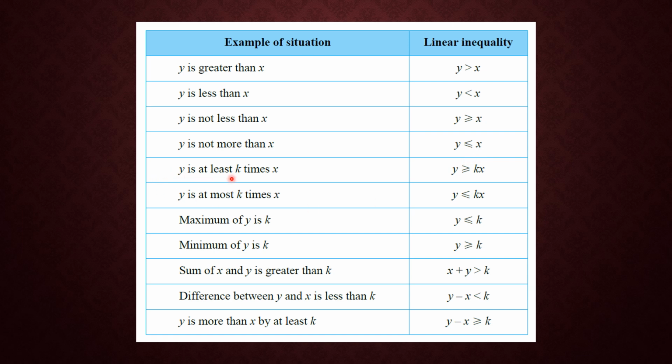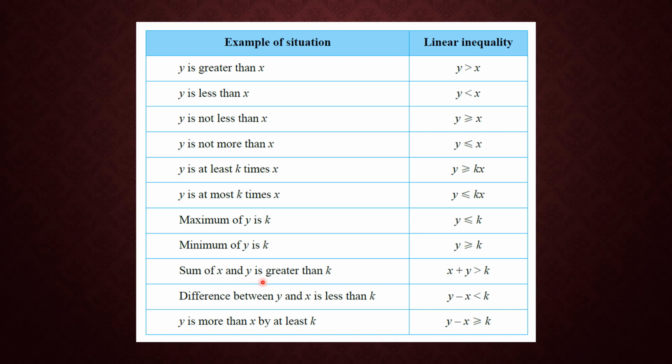Y is at least k times x, that means y ≥ kx. Y is at most k times x, that means y ≤ kx. Maximum of y is k, that means y ≤ k. Minimum of y is k, that means y ≥ k.